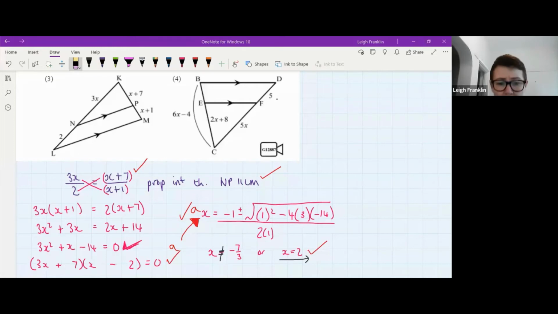So what would be important is that on this line over here, you have accepted the 2 and disregarded the -7/3. That's what's important. Now let's move on. Let's quickly have a look at the next question.